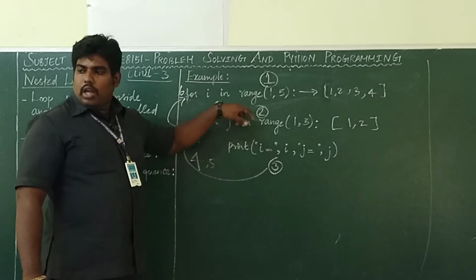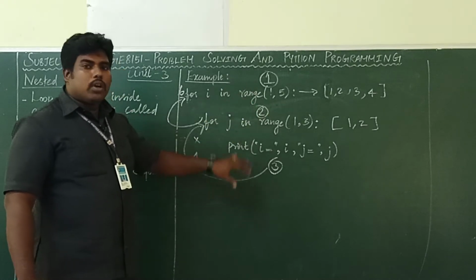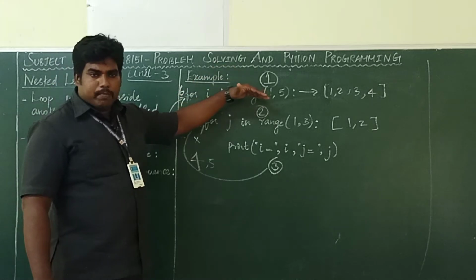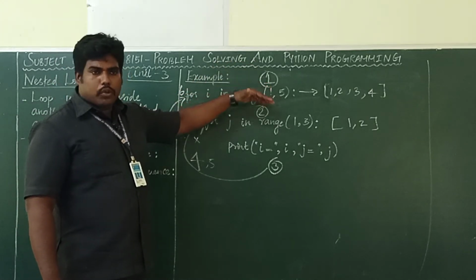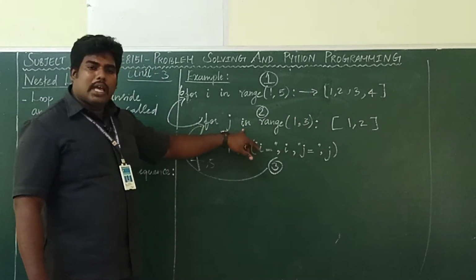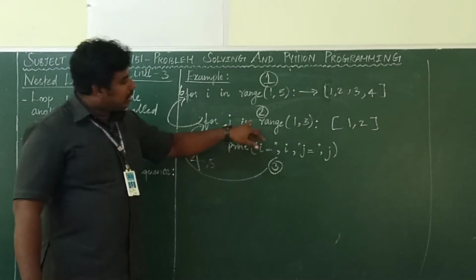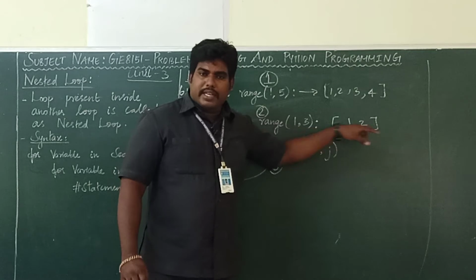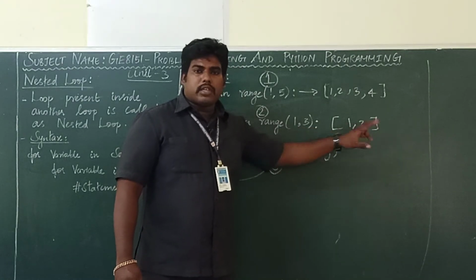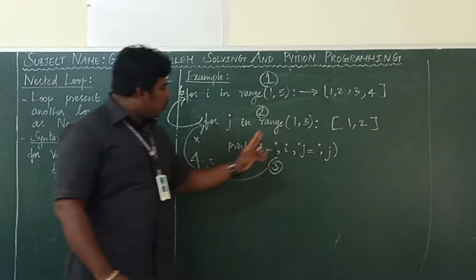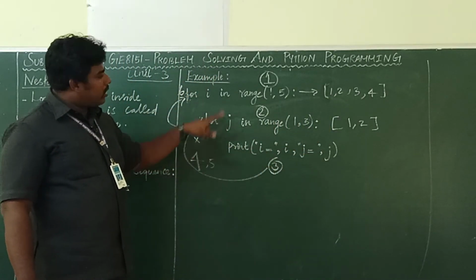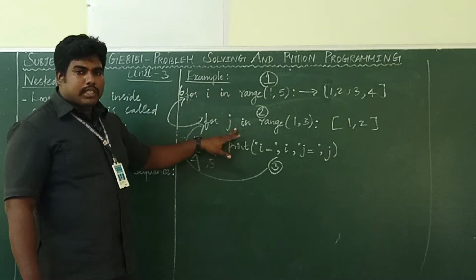So at first, the outer for loop, see the flow, you will get a clear idea. First, the outer for loop will be executed. Once the condition is true, that means once the element is there, it will come to the second for loop. Till these elements are completed, here how many elements are there? 2 elements. So 2 times it will be executed. This is the first step. This is the second step.